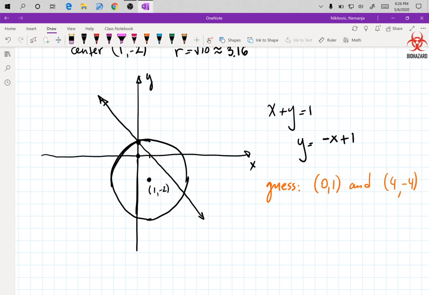So 1, 2, 3, 4. 1, 2, 3. Oh, negative 3. Negative 3. Yep, thank you. Yep, negative 3. So now, if I try both of these, they work in the first equation. And if they work in the second equation, I am done just by looking at the graph.